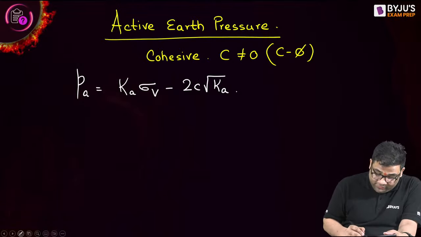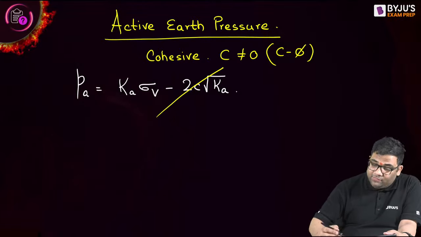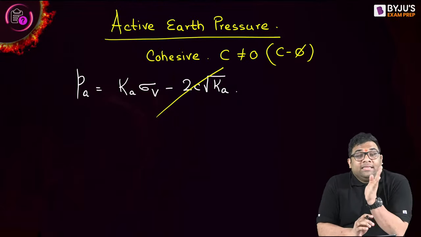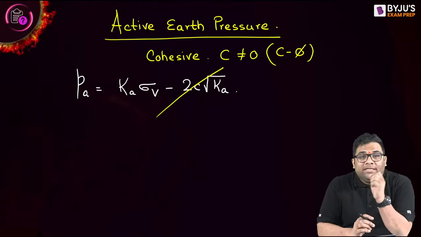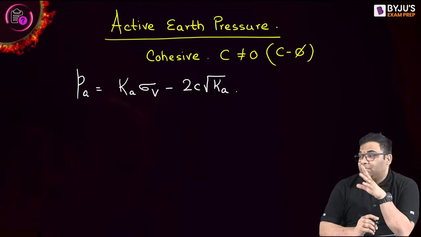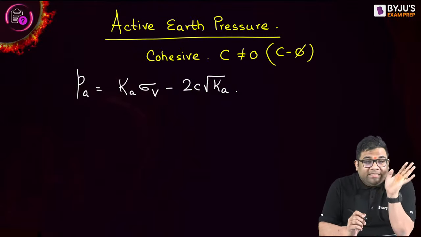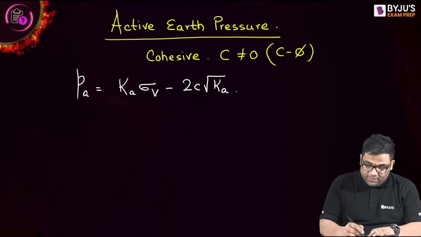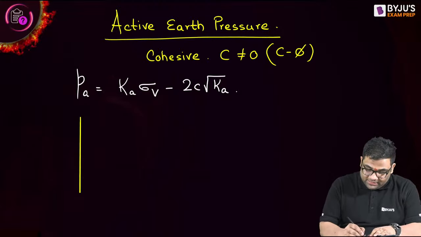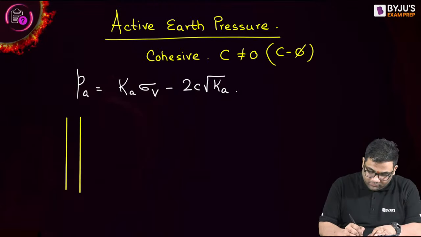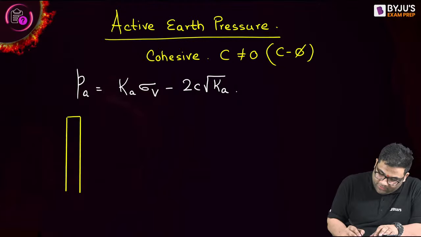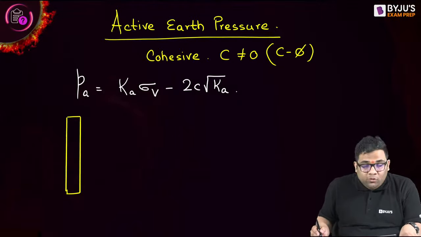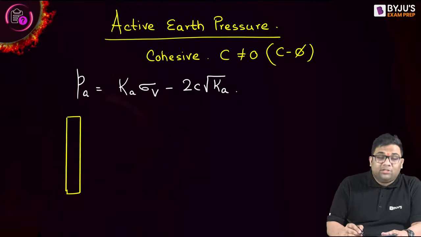When it was cohesionless, this part was getting cancelled because C was 0. But since now C is not 0, I'll get this part also, so some things will change here. First of all, if I draw the stress distribution, what will happen? Many of you know this, but we'll revise it very fast because this lecture is also for revision.